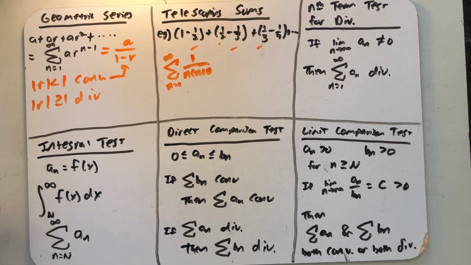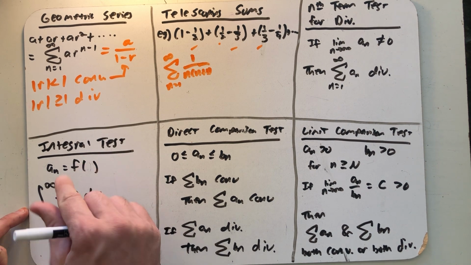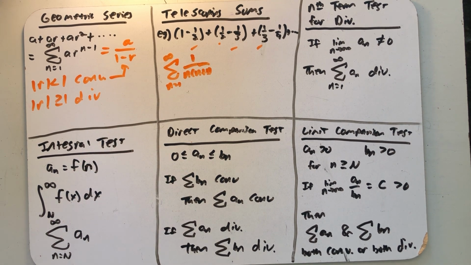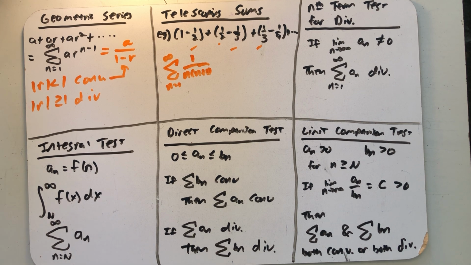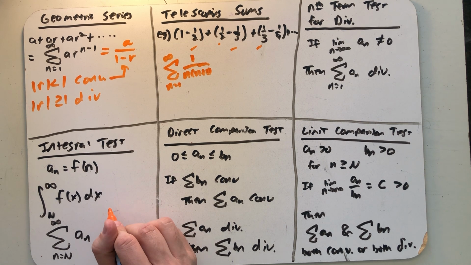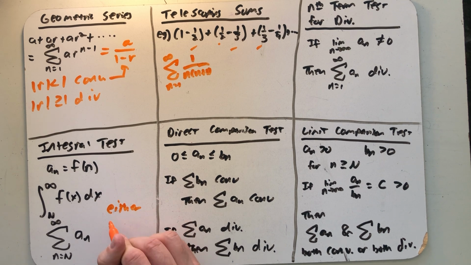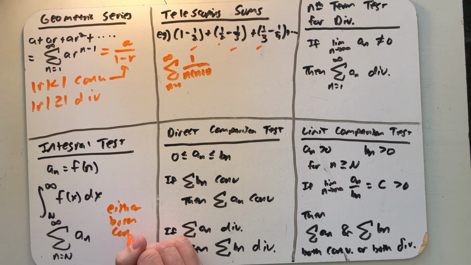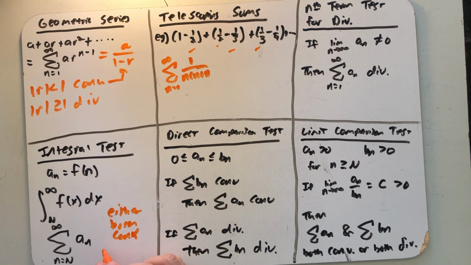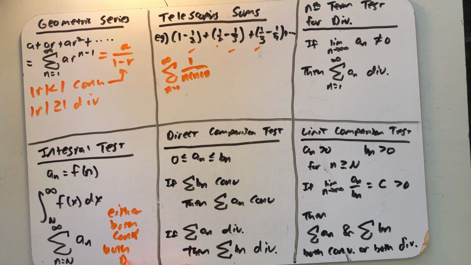The integral test. I have a series and an nth term formula for its terms that's equal to a continuous function with positive decreasing terms when I plug in the whole numbers. What the integral test tells me is that this improper integral and this series have the same behavior. They either both converge or they both diverge.